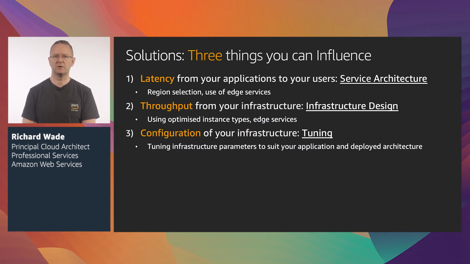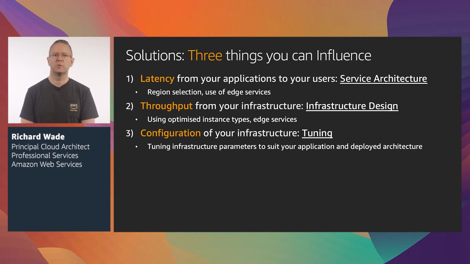Fortunately, as a cloud architect, application developer, or systems operator, there are 3 things that you can do to directly influence the performance of your cloud applications. Number 1, you can design a cloud architecture which takes advantage of the features, facilities, and infrastructure available. This might be selecting regions close to your users, or it could be leveraging some of the managed edge services that AWS has to offer.